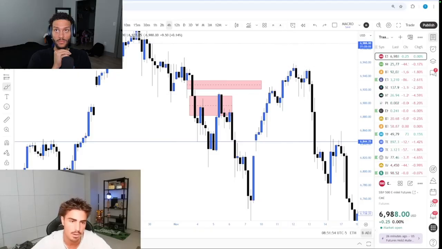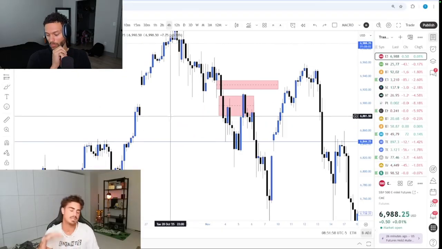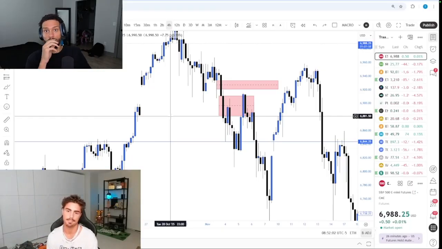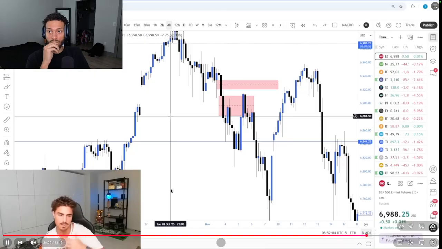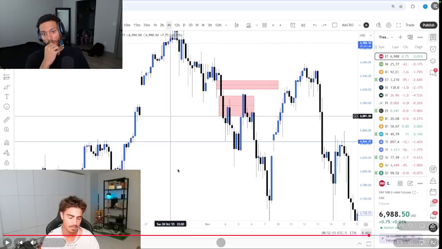Okay, and we're going to go in deeper when we talk about inverse fair value gaps, how these stacked up gaps are going to work on that end. But this is just the first little lesson when it comes to fair value gaps. So hopefully you guys were able to understand that. Okay, what are fair value gaps? It's an imbalance in price.